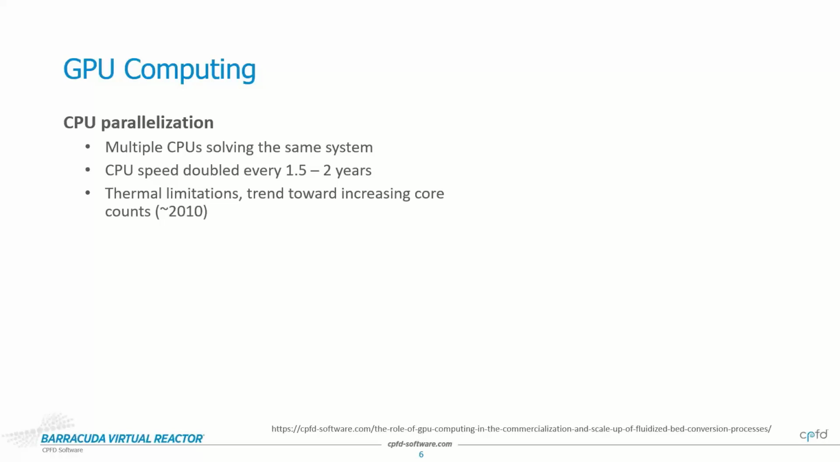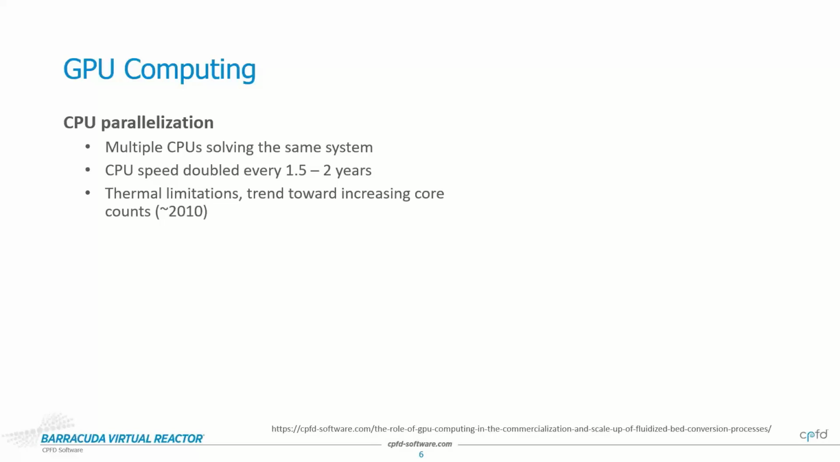Most people are familiar with CPU parallelization. This is simply putting multiple CPUs or multiple computers to solve the same system. And this worked really well, particularly as CPU speeds were known to regularly double every 1.5, maybe 2 years. It's known as Moore's Law. CPU speeds would get faster and faster.